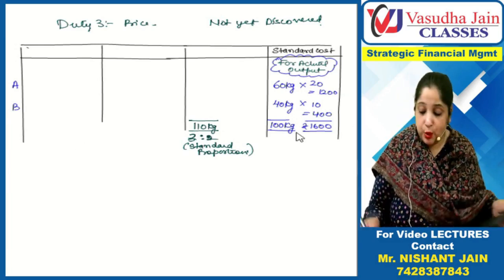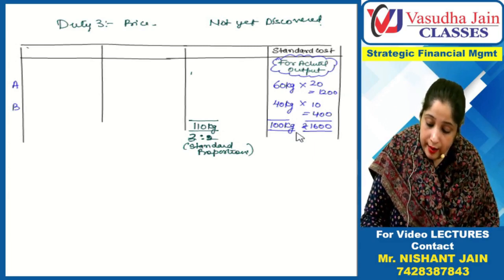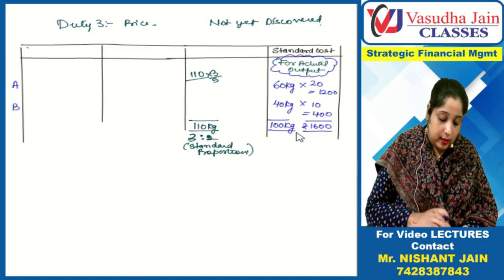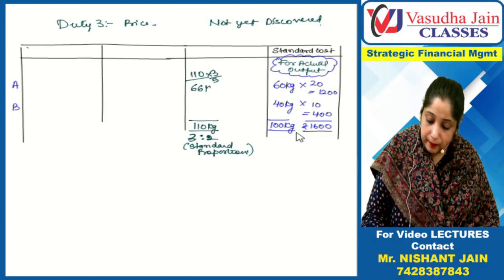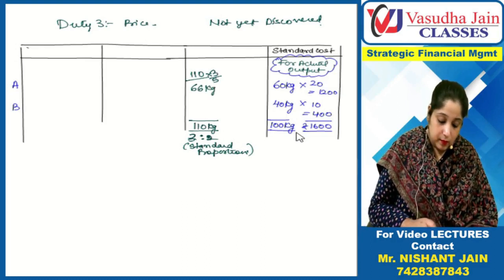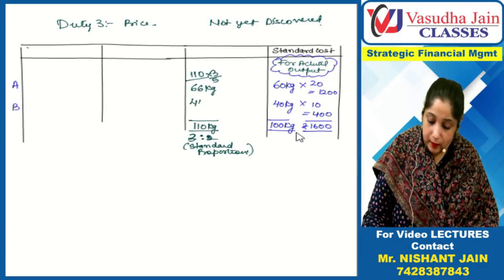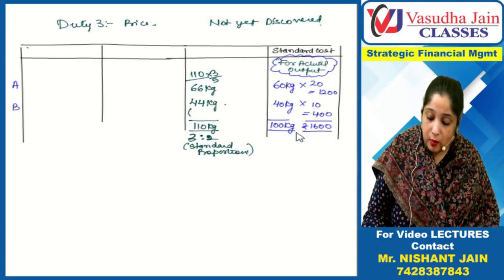Okay, so let's do one thing. Let's take 110 into 3 by 5. How much is coming? 110 into 3 by 5. So this is coming out to be 66 kg. This is coming out to be 44 kg. This is the standard proportion. This is how we have computed 110 into 2 by 5.